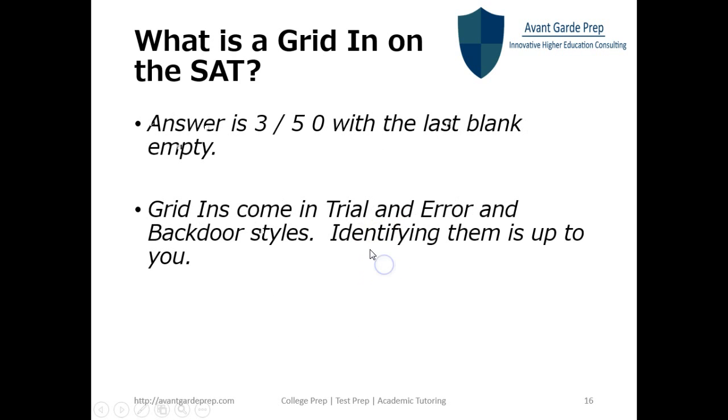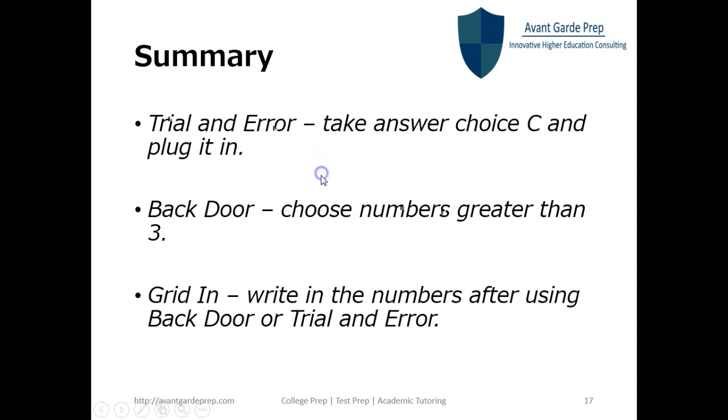So I hope to see you guys soon. And remember, trial and error, you take the answer choice C and plug it in. Backdoor, you choose numbers greater than 3. And grid-ins, it'll be a combination of one or the other.